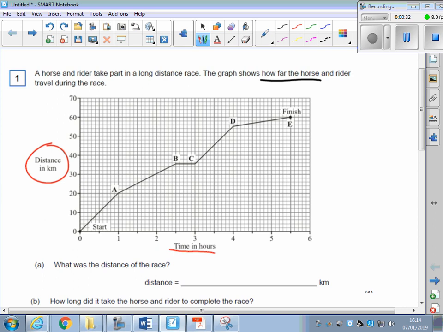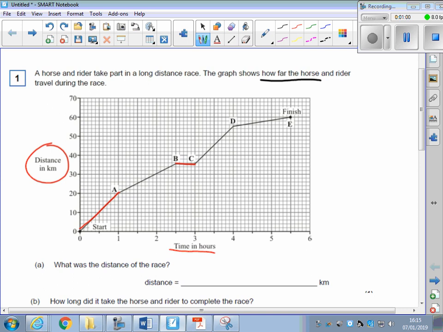It means that for some part like this, where we've got the line going up steadily in a straight line, that means the distance is changing steadily. So that horse is doing a steady speed. And where we've got a graph on the flat like that, then the distance isn't changing, so the horse and rider must be stationary. Okay, so first question, what was the distance of the race?